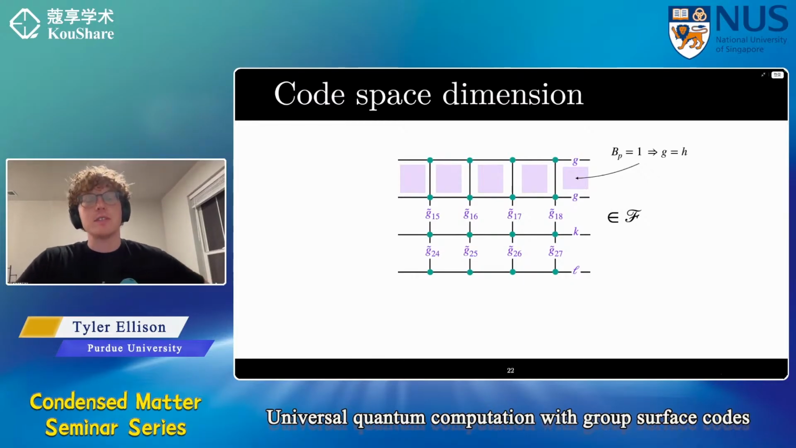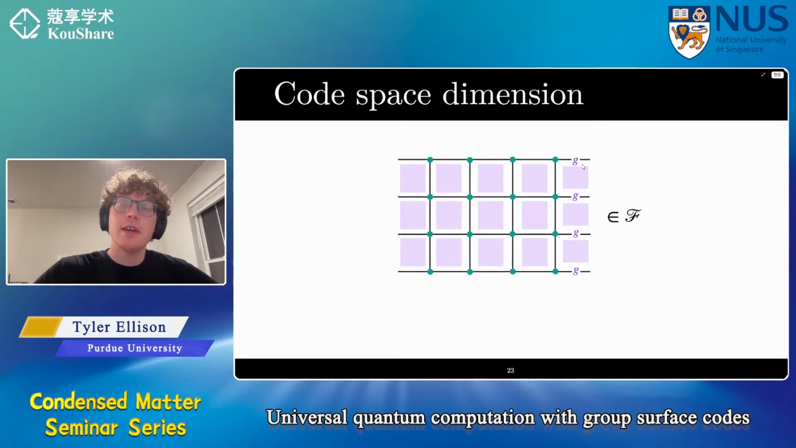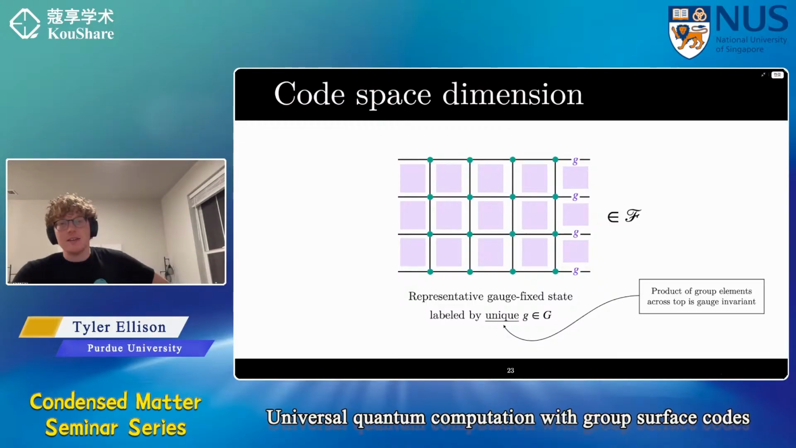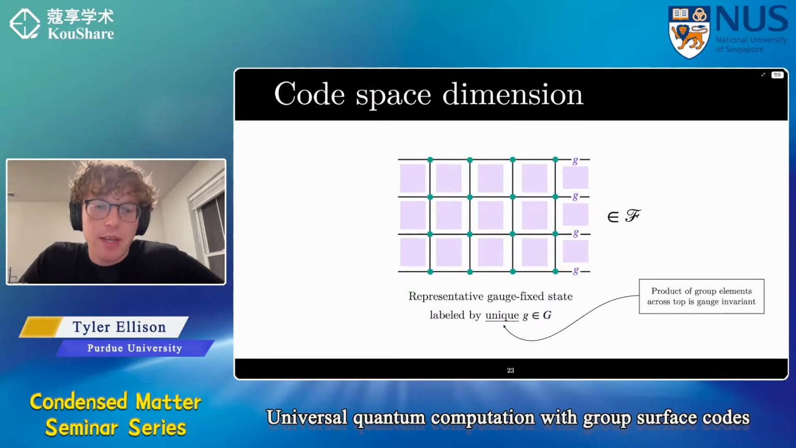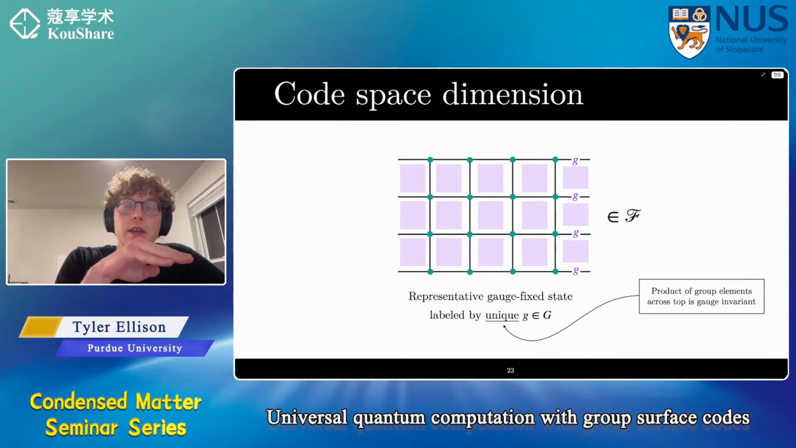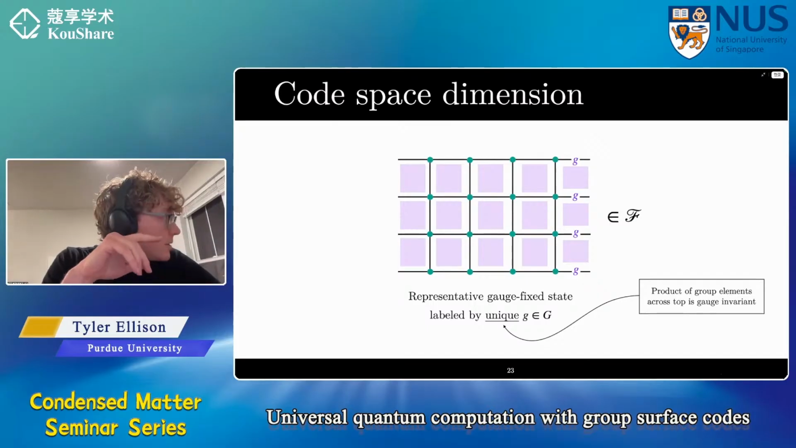I can do this in all the rows, and what I end up with is that the messy configuration we started with is gauge equivalent to a configuration with the same group element on all the edges on the right. This is a representative gauge fixed state, and it's labeled by a unique G in G. It's unique for a reason that isn't important if it's unclear, but you can compute the holonomy, sorry, the holonomy across this patch, and that's gauge invariant.